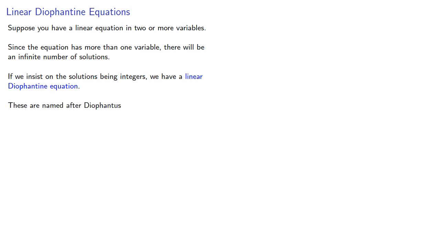These are named after Diophantus, a Greek mathematician who probably lived around 100 AD. But Diophantus actually studied quadratic equations with rational, not integer, solutions. So Diophantus didn't ever study what we now call linear Diophantine equations.